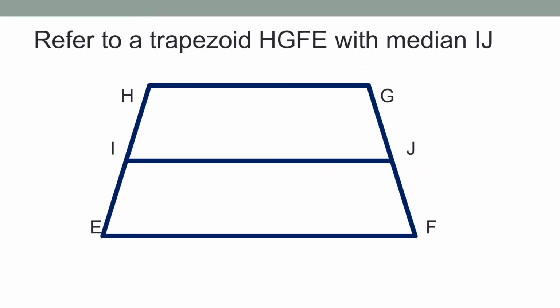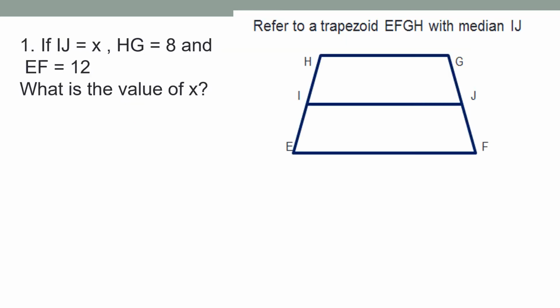Now, let us have examples. Let us have example. Refer to the trapezoid HGFE with median IJ. Number 1, if IJ is equal to X, HG is equal to 8, and EF is equal to 12, what is the value of X? So, let us proceed.